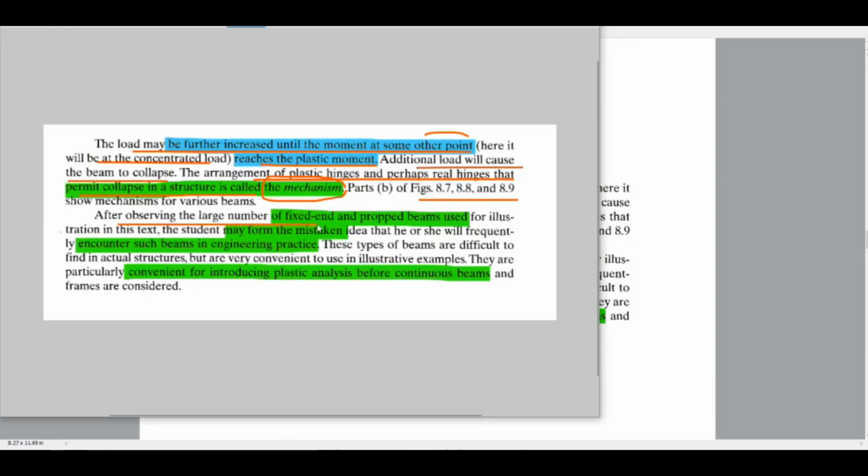After observing the large number of fixed end and propped end beams used for illustration in this text, a student may form the mistaken idea that he or she will frequently encounter such beams in engineering practice. These types of beams are difficult to find in actual systems, but they are very convenient to use in illustrative examples. They are particularly convenient for introducing plastic design before continuous beams and frames are considered.